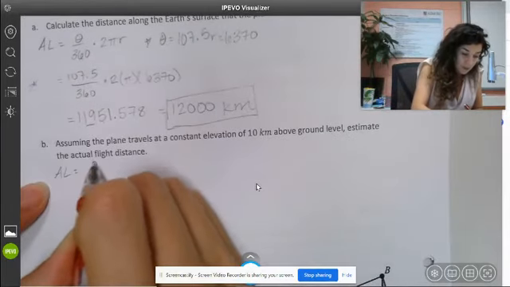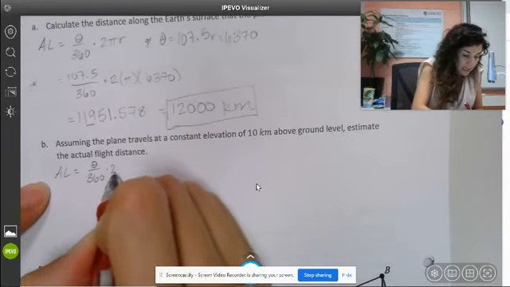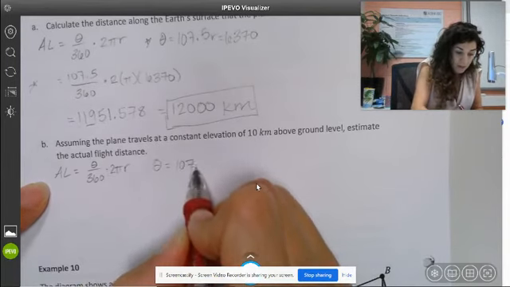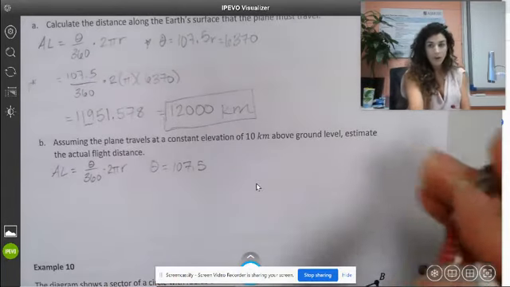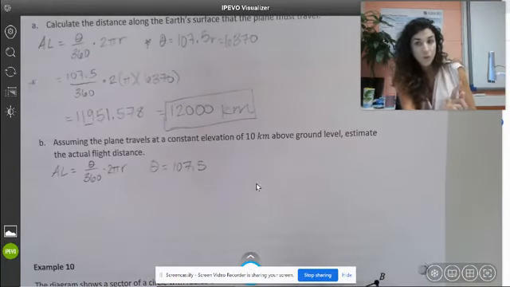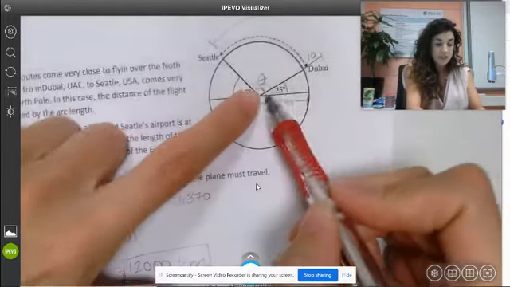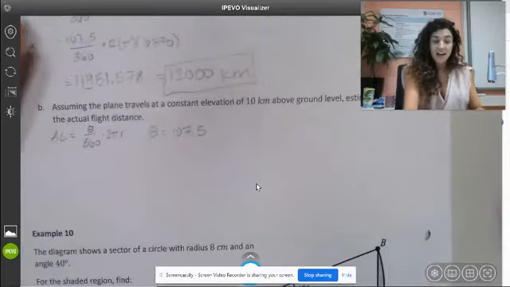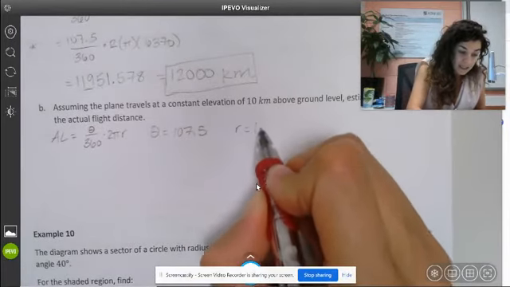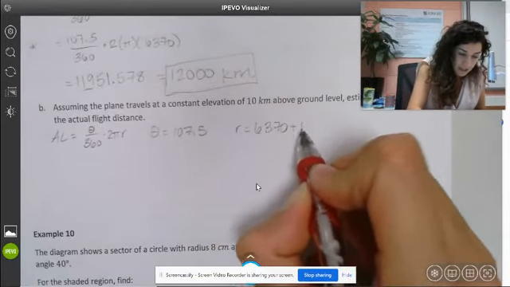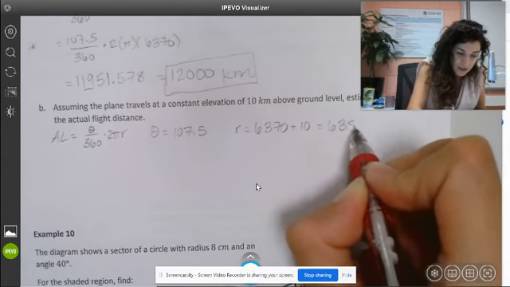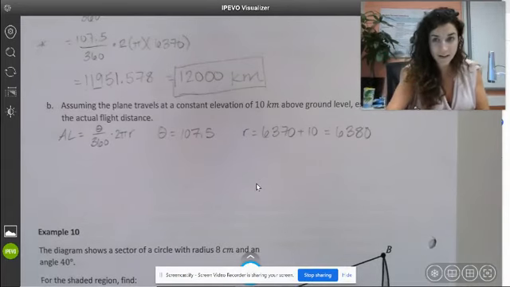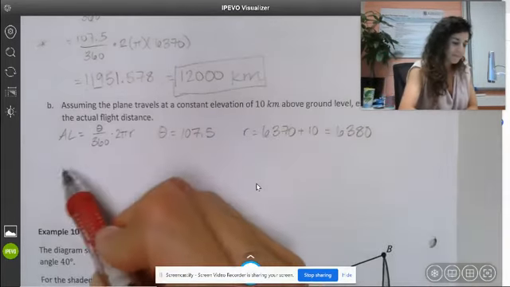We still want to solve arc length, so we still want theta over 360 times 2 pi r. Our theta is still the same. It's that 107.5 that we calculated earlier. Notice that here is where the radius changes, and our radius just gets extended a little bit more by 10. So our radius becomes 6,370 plus 10, which is 6,380. So now we have all of our missing pieces, and now we can solve for our arc length. Go ahead and tell me what you get.